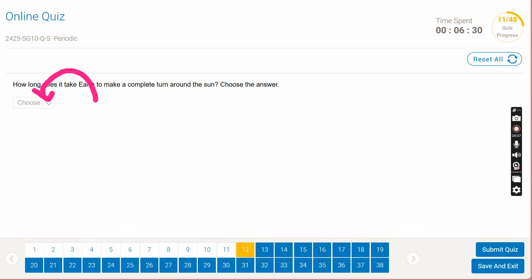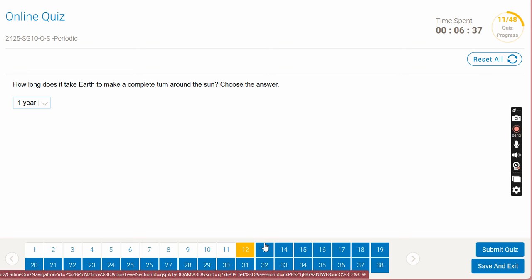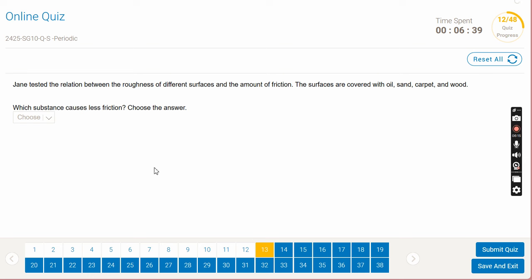The next one, how long does it take the Earth to make a complete turn around the sun? That takes it 1 year. The Earth to make a complete turn around the sun takes 1 year. Just keep this in mind. You need to memorize that.